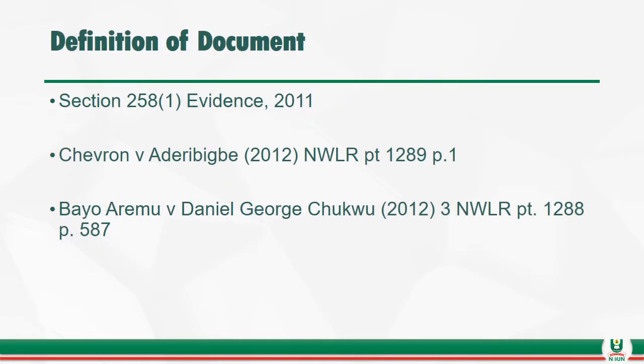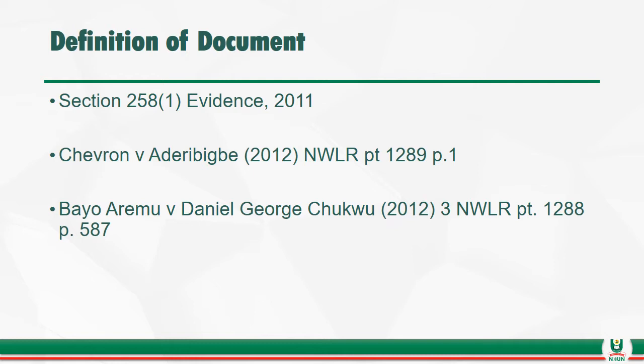What is the meaning of the word document in the law of evidence? And the answer is to be found in section 258 subsection 1 of the Evidence Act 2011. It says it includes books, maps, plans, graphs, drawings, photographs, and also includes any matter expressed or described upon any substance by means of letters, figures, or marks, or by more than one of these means intended to be used or which may be used for the purpose of recording that matter.